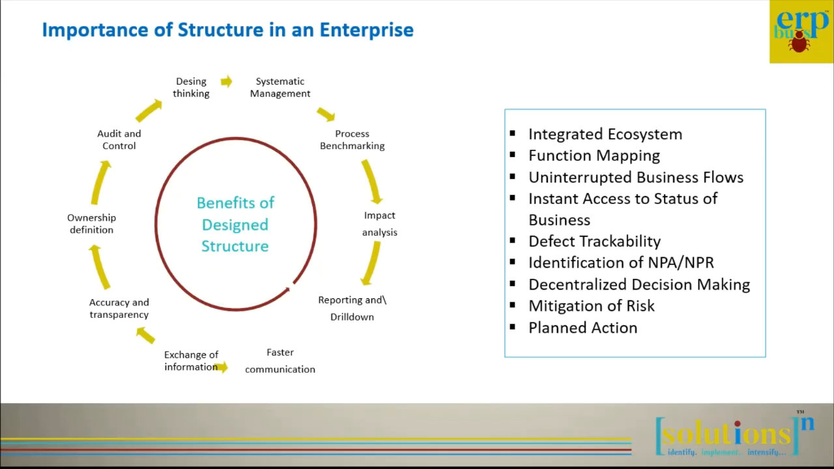Now, a couple of benefits, the outcome. Through a proper or designed structure, you can have an integrated system and function mapping. Each element can be mapped with a function. Because of the integrated ecosystem, you can have an uninterrupted business flow. Then instant access to various strategies. If the structure is properly designed, then the leadership can pick up each element to identify the status there: what is going on in my production, what is going on in my finance.